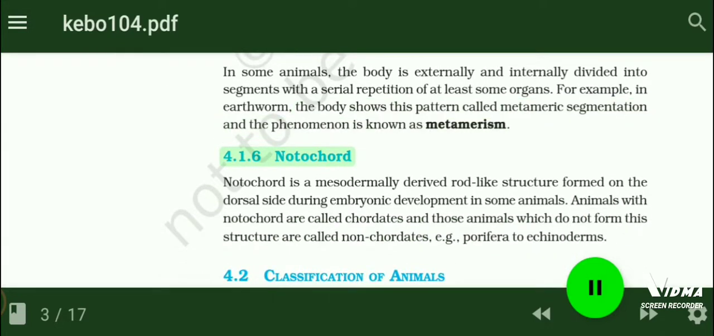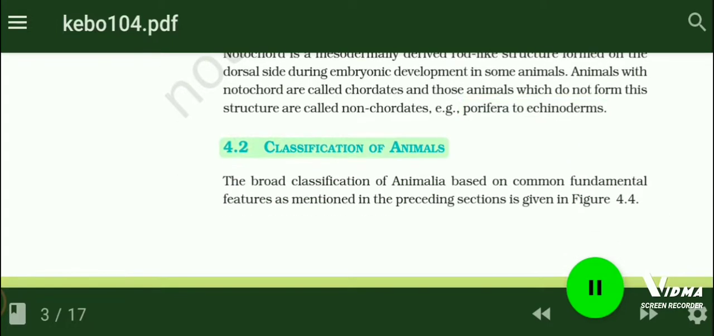4.1.6 Notochord. Notochord is a mesodermally derived rod-like structure formed on the dorsal side during embryonic development in some animals. Animals with notochord are called chordates and those animals which do not form this structure are called non-chordates, e.g., Porifera to Echinoderms.